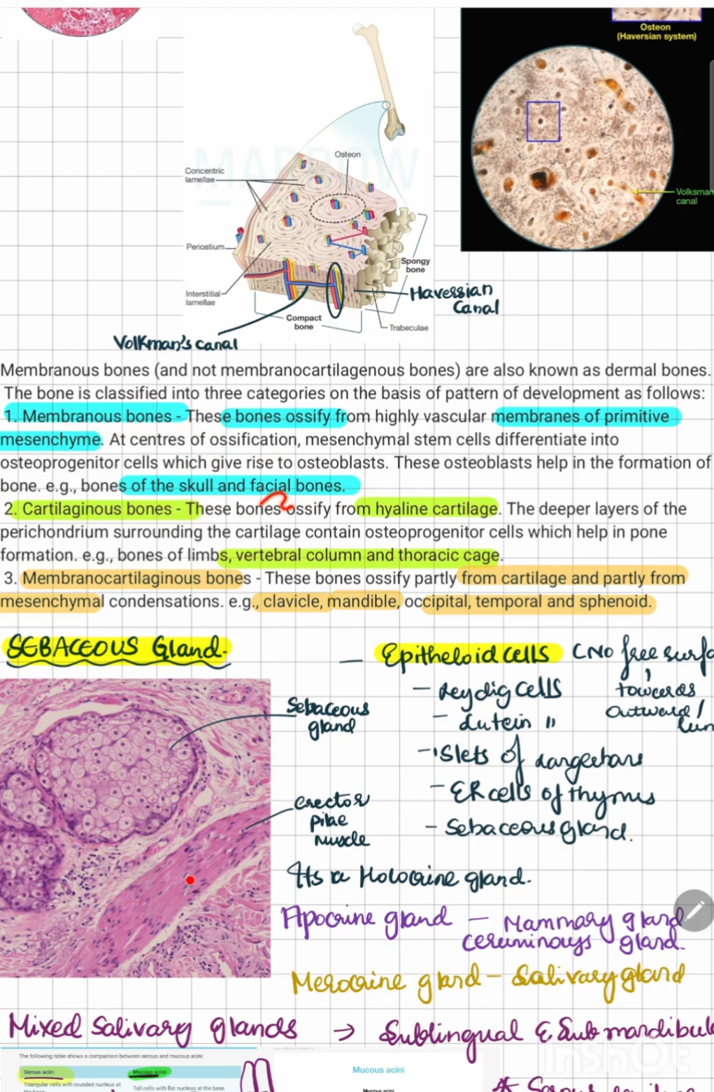Then the second one is cartilaginous bones. The name itself suggests that these bones ossify from hyaline cartilage. Examples of these are the bones of the limbs, vertebral column, and thoracic cage. And rest of the bones are formed partly from the cartilage and partly from the mesenchymal condensation. These are known as membranocartilaginous bones. You just need to remember the examples of membranous bones and cartilaginous bones.